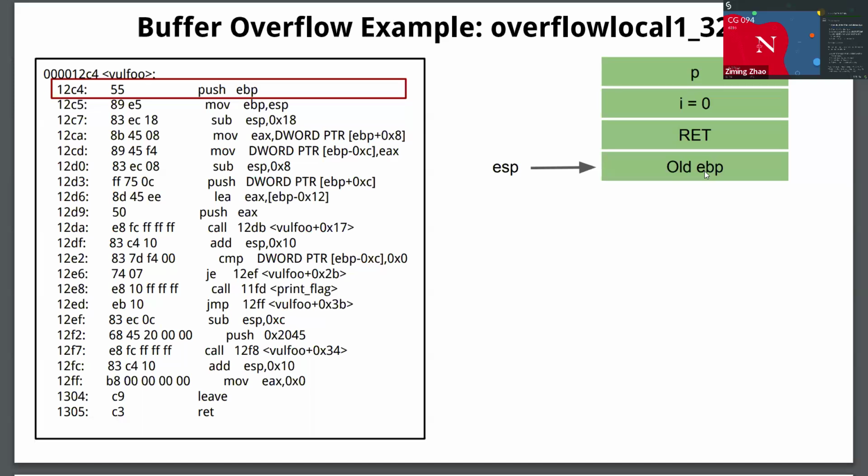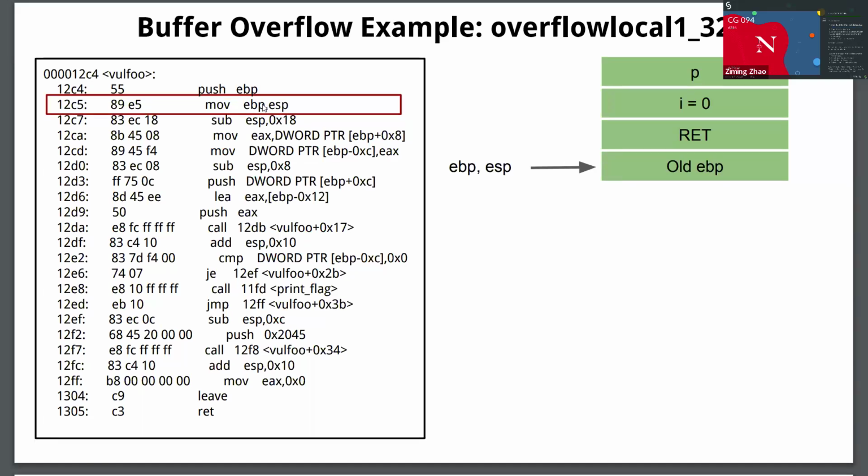Then the next instruction is move ESP to EBP. So ESP was here. We're copying its value to EBP. So EBP now also points to here. Previously, EBP pointed to somewhere higher, which we're not showing in this figure. Now, after this instruction, both ESP and EBP point to the same address, which is the saved EBP.